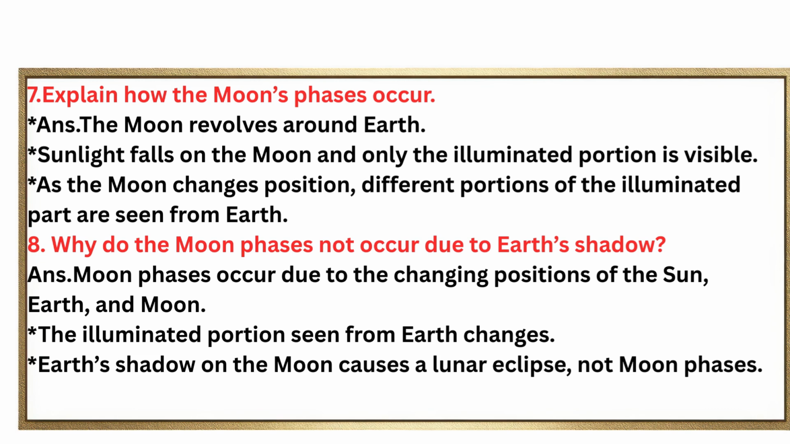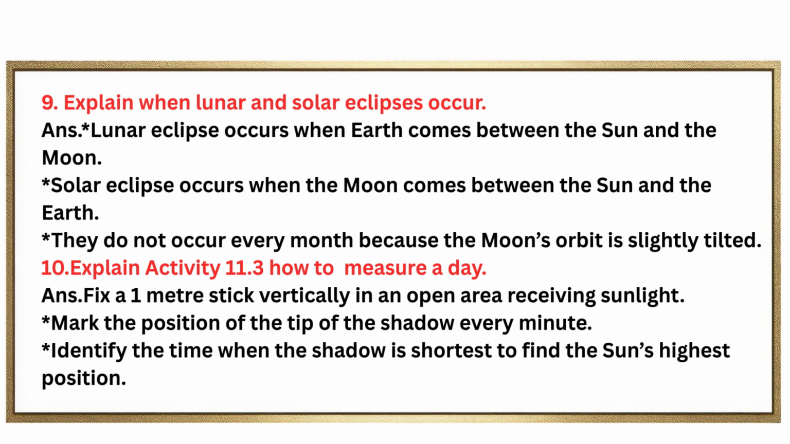Question number 8. Why do the moon phases not occur due to earth's shadow? Answer. Moon phases occur due to the changing positions of the sun, earth and moon. The illuminated portion is seen from the earth's surface. Earth's shadow on the moon causes a lunar eclipse, not moon phases. Question number 9. Explain when lunar and solar eclipses occur. Answer. Lunar eclipse occurs when earth comes between the sun and the moon.